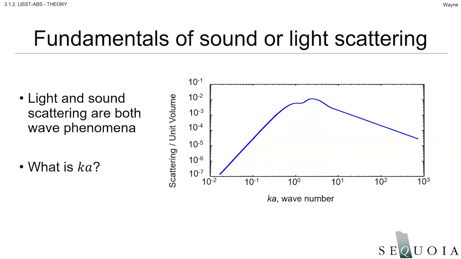On the x-axis, there's a quantity called Ka, or the wave number, and we'll explain that in more detail in the next few slides. But for now, the key thing to pay attention to is the shape of this curve. For low values of Ka, or the wave number, the scattering intensity per unit volume increases linearly up to a wave number around 1, about 1/2 to 1. Then it flattens out and the scattering intensity is roughly constant or a little wavy until the wave number gets to around 10. And then beyond there, as the wave number increases, the scattering intensity decreases linearly again.